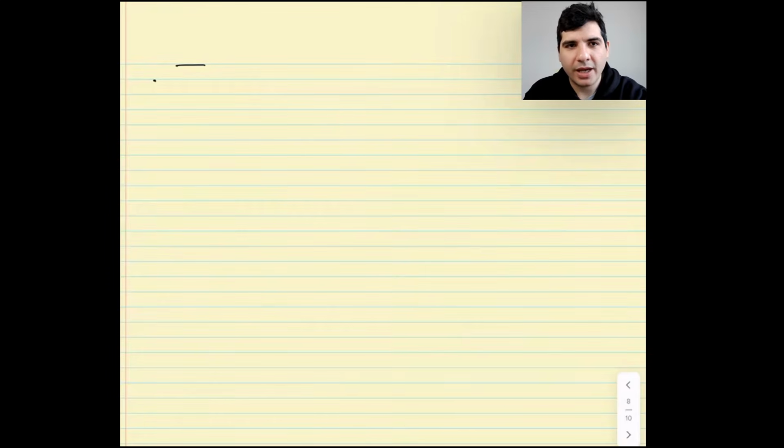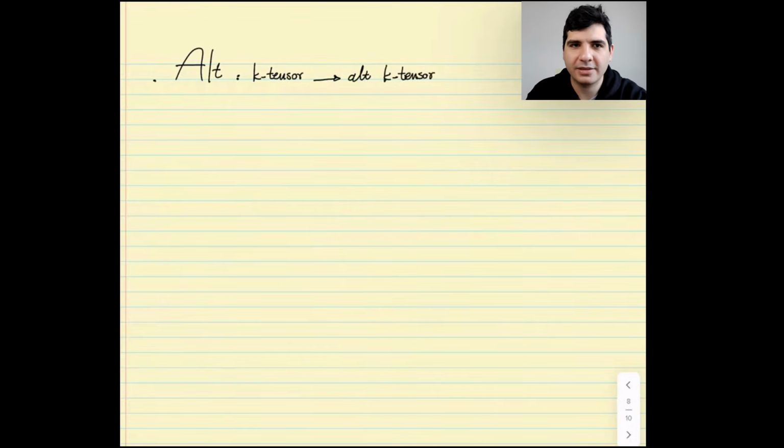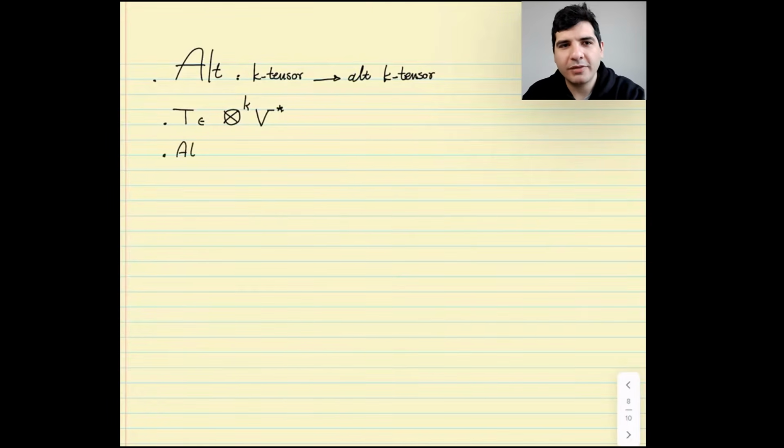So now there is a way to make any tensor alternating. We define a map denoted with Alt, which sends any k-tensor to an alternating k-tensor. How does it work? Suppose we have T, a k-tensor. It might be alternating, it might not be alternating. We define Alt of T by the following formula. So 1 over k factorial, you can ignore that for now, it's just a normalizing constant. So this is the main part.